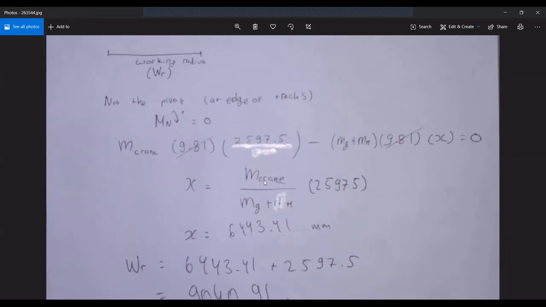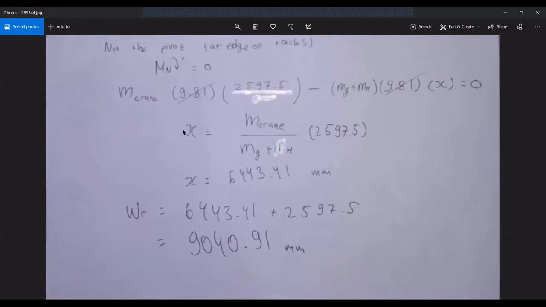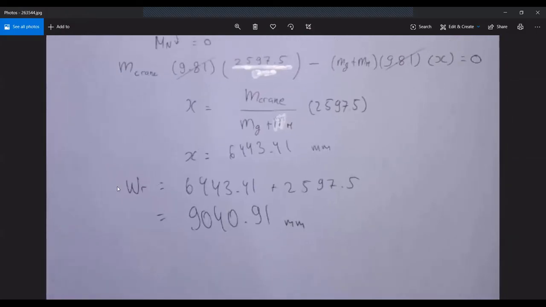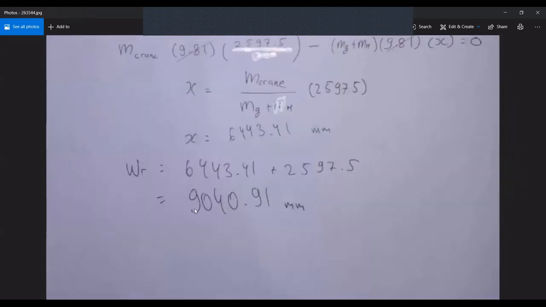So now we can move the variables to the other side of the equation. We get that x is equal to the mass of the crane over the mass of the hook plus the mass of the generator, times 2,597.5. So x is equal to 6,444.41 millimeters. The working radius is the addition of x plus this length, and we get that the working radius is 9,040.91 millimeters.